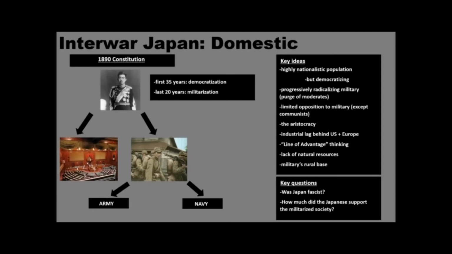Then there was the fact that Japan was really behind the US and much of Europe in terms of industry. Don't get me wrong, Japanese industry developed very quickly and was among the leading industries in the world, but they just really couldn't compete with Germany or the United States or Great Britain in terms of technical capability and the scale of production.